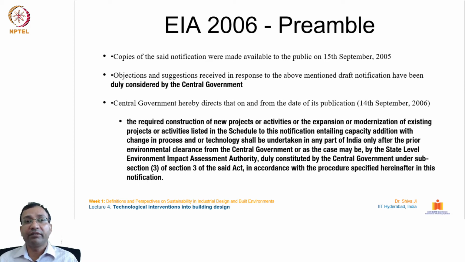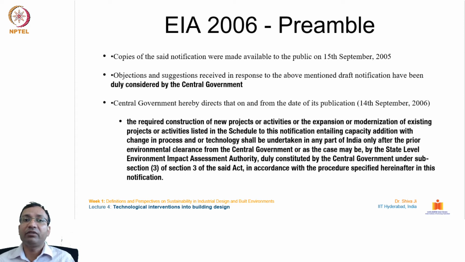Objections and suggestions received in response to the above mentioned draft notification were duly considered by the central government, and several edits and corrections were carried out. So the central government hereby directs that on and from the date of its publication, that is 14th of September 2006, the construction of new projects or activities, or the expansion or modernization of existing projects or activities listed in the schedule to this notification, entailing capacity addition with change in process and/or technology, shall be undertaken in any part of India only after prior environmental clearance from the central government, or as the case may be by the state level Environmental Impact Assessment Authority duly constituted by the central government under sub-section 3 of section 3 of the said act, in accordance with the procedure specified hereinafter in this notification.